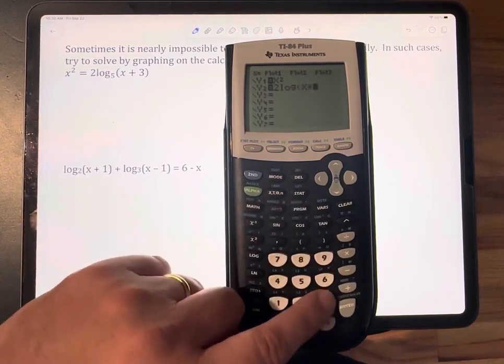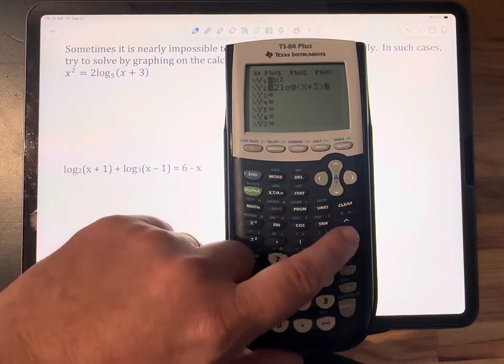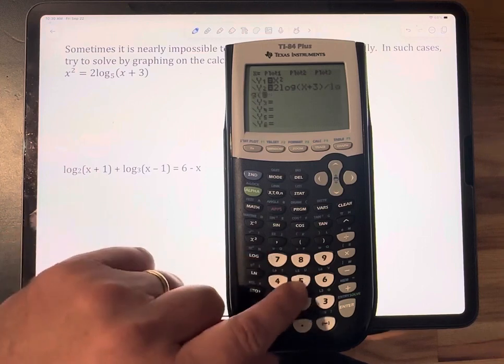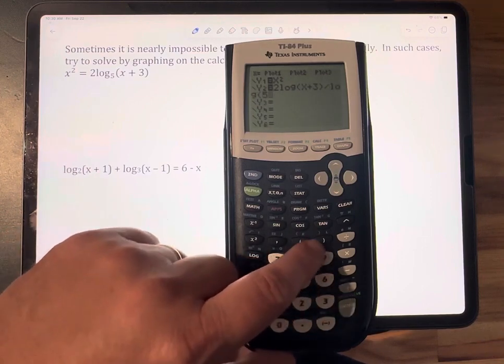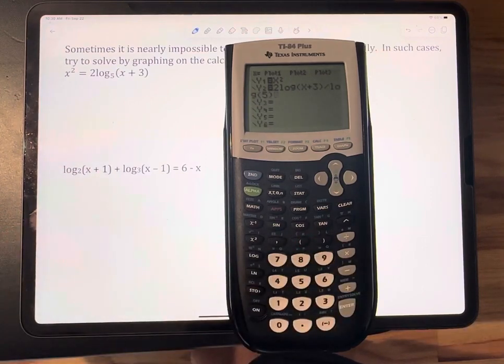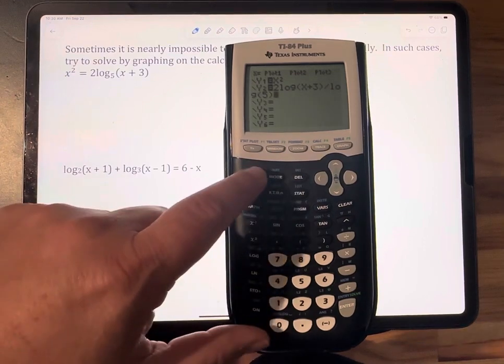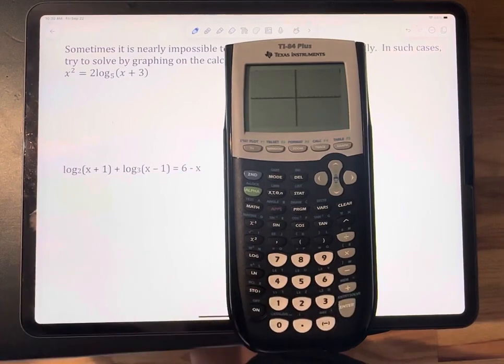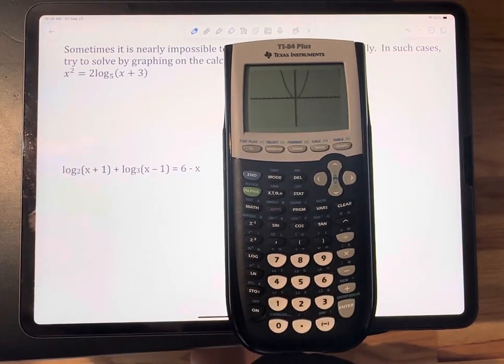Logarithm of x plus 3, close parentheses, divided by the logarithm of our base. We divide by the logarithm of 5, like so. Now the steps we take to solve it, we press second, trace, 5. We wait a moment for the calculator to finish thinking.